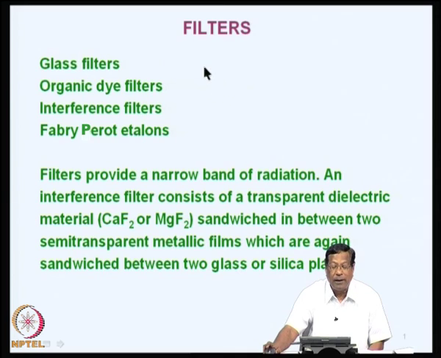For example, what you need next: if you take out a particular portion of the radiation from a lamp, it will give you a complete spectrum. So, you have to select a particular wavelength, and selection of the wavelength is done by filters. Basically, filters provide a narrow band of radiation. There are different kinds of filters: glass filters, organic dye filters, interference filters and Fabry-Perot filters.